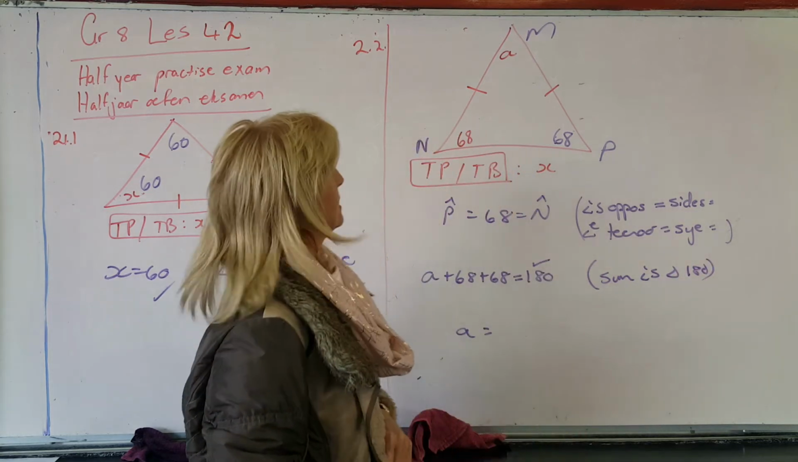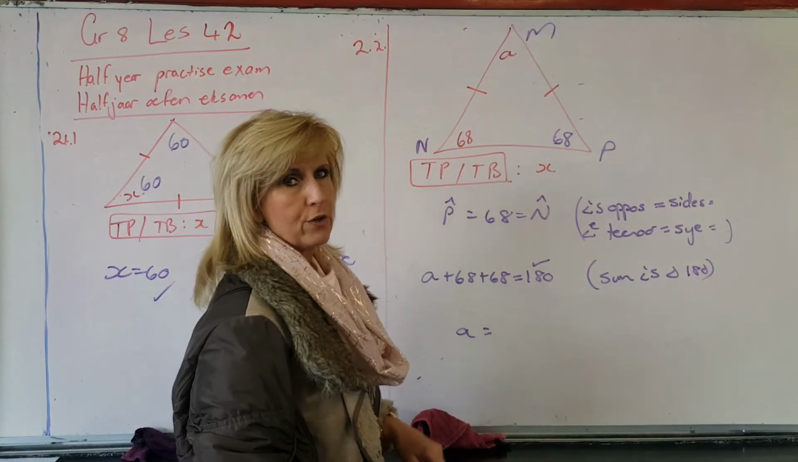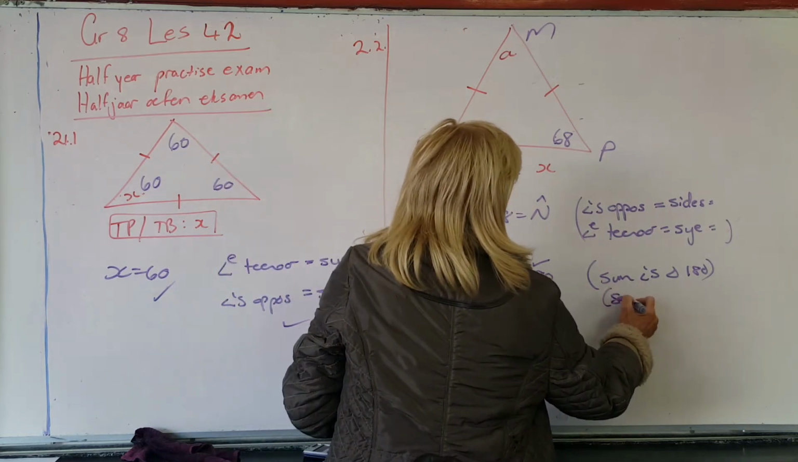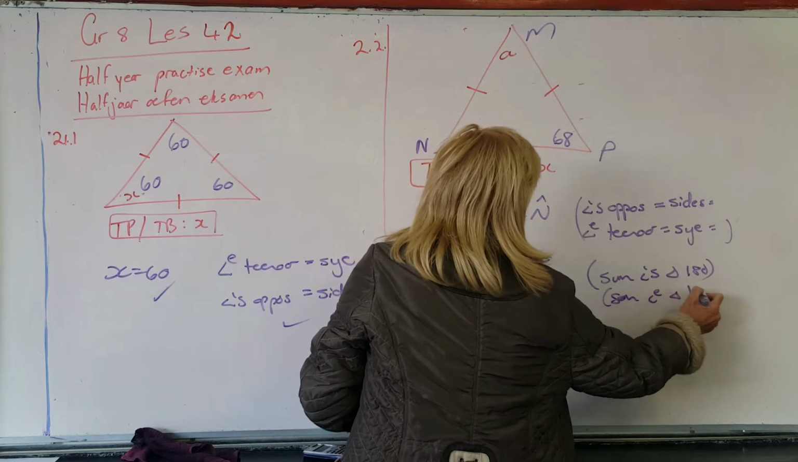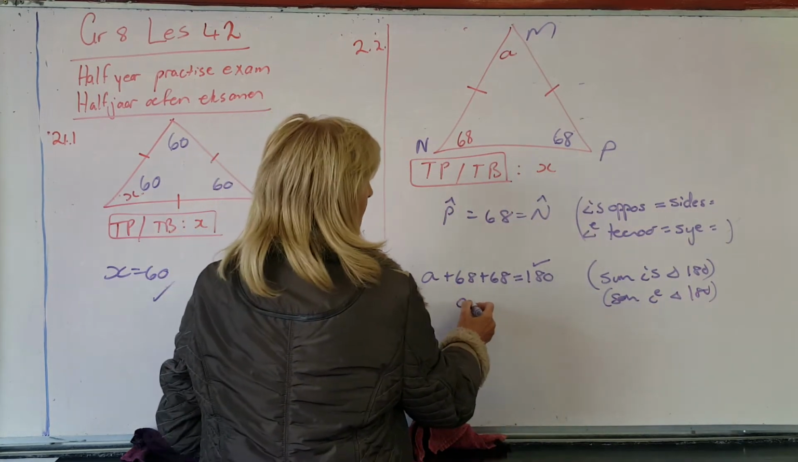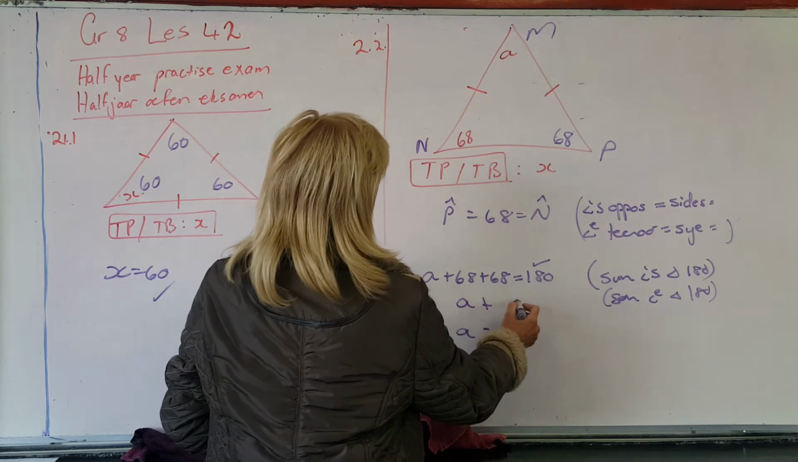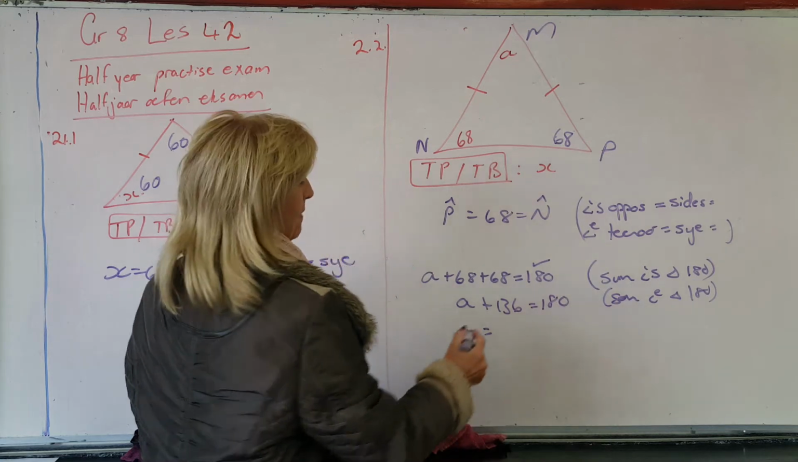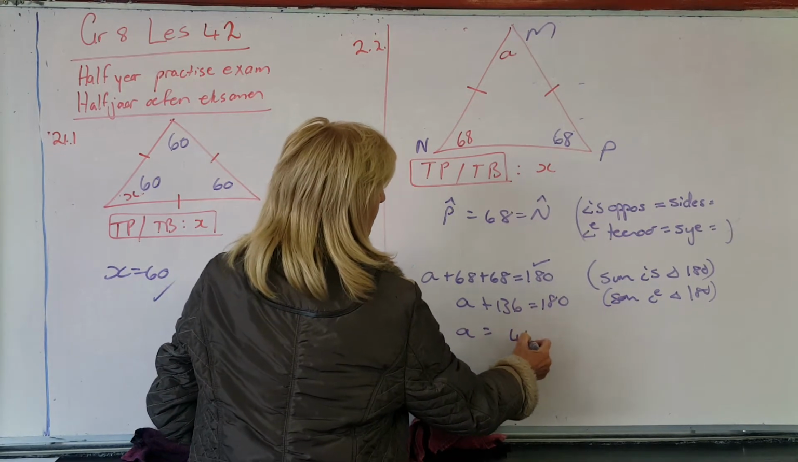Now, if you need to say this, the triangle MNP, and you don't have to call it triangle MNP, there is only one triangle. So this is the sum of the angles of a triangle, 180 degrees. And then I've got a little equation. So I know that A plus 136 is 180. And then to get A, it's going to be 44 degrees.